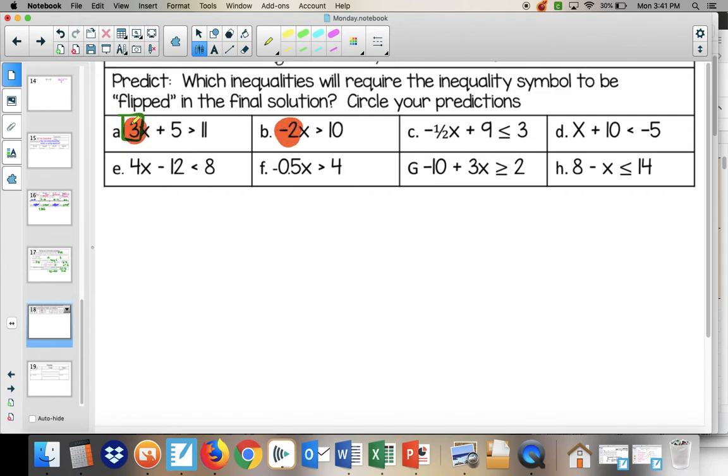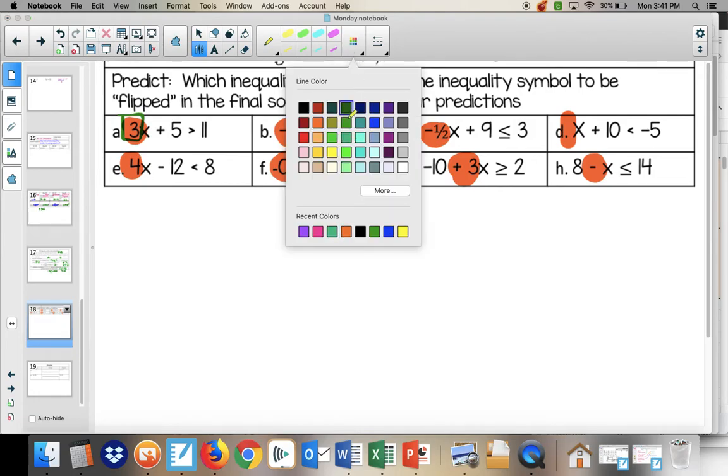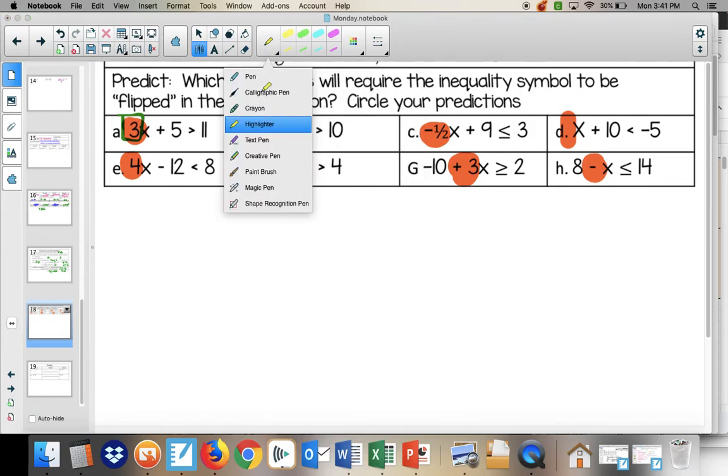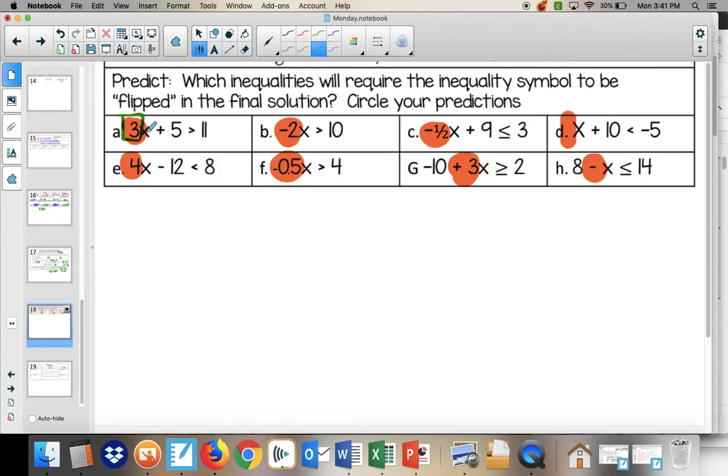So we have a positive 3, a negative 2, a negative 1/2. Nothing's there, so it's 1. Then negative 1, positive 3, negative 4, or 0.5, and 4. Anything that has a negative in front of x is going to have to flip. So positive, no. Positive, no. Negative, negative, negative, positive, positive, negative, because I'm subtracting. So B, C, F, and H are all the ones that are going to have to flip.